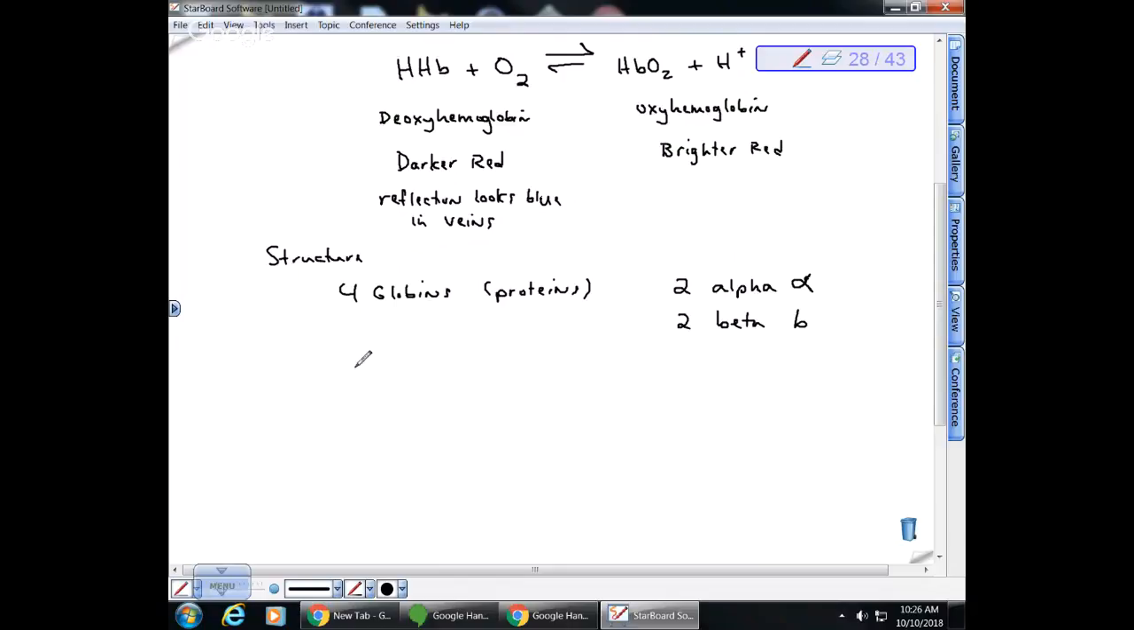Then we have the heme group. The heme group contains a mineral. What mineral does the heme contain? Iron. This is actually what oxygen binds to. There are actually 4 hemes. Each contains iron, and it can bind 4 oxygen molecules. When it picks up one, it actually makes it more likely to pick up more. So we can talk about hemoglobin saturation.